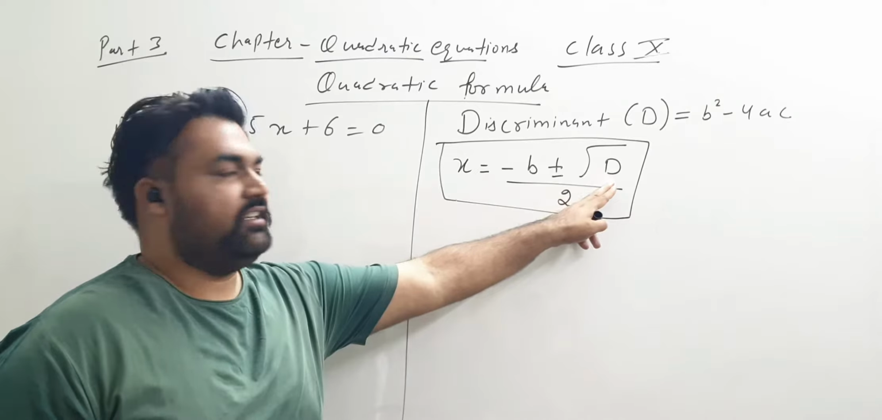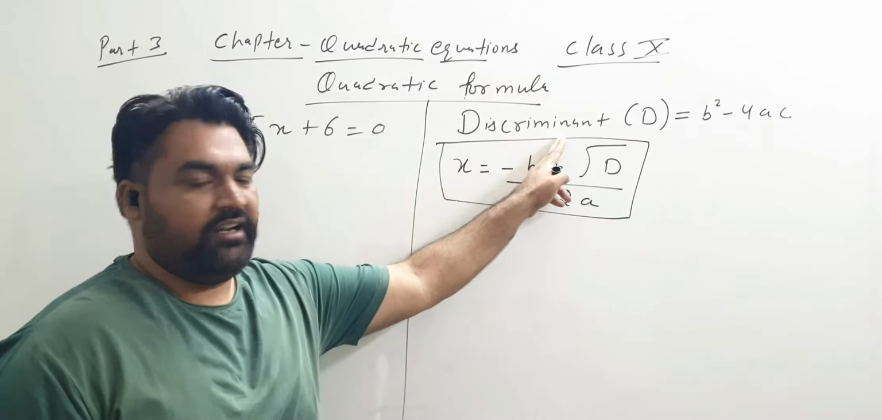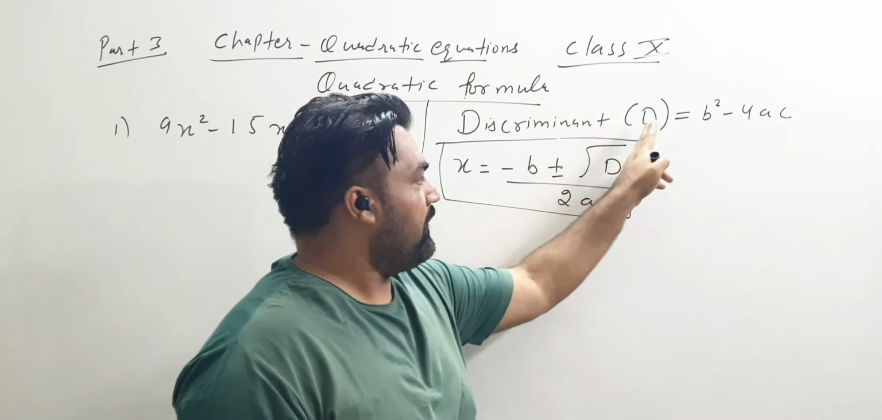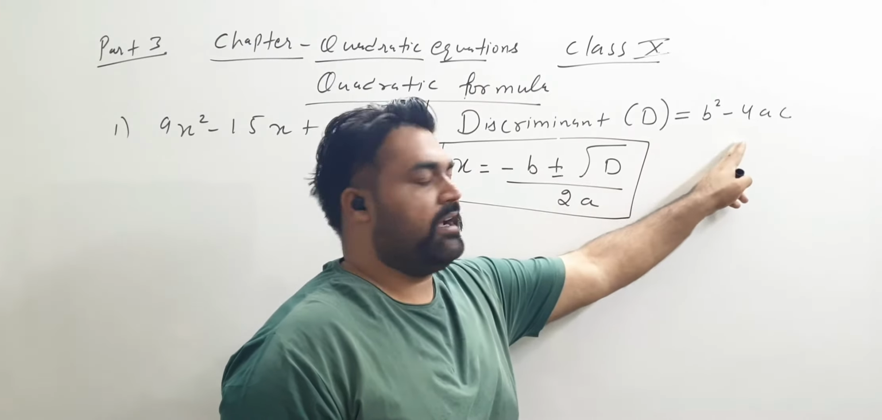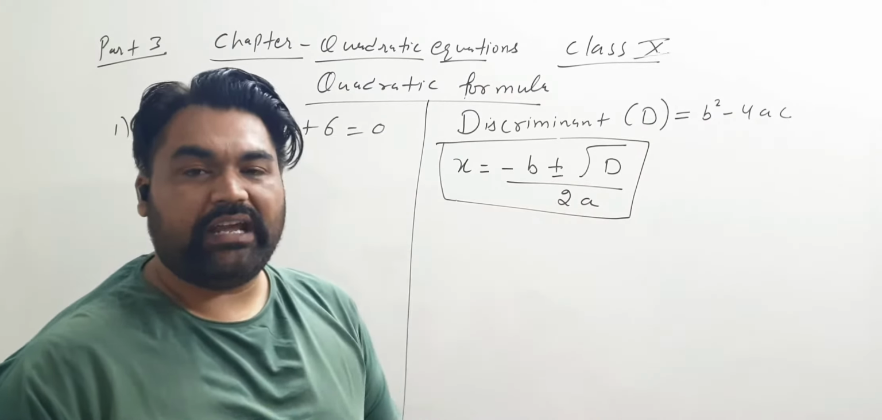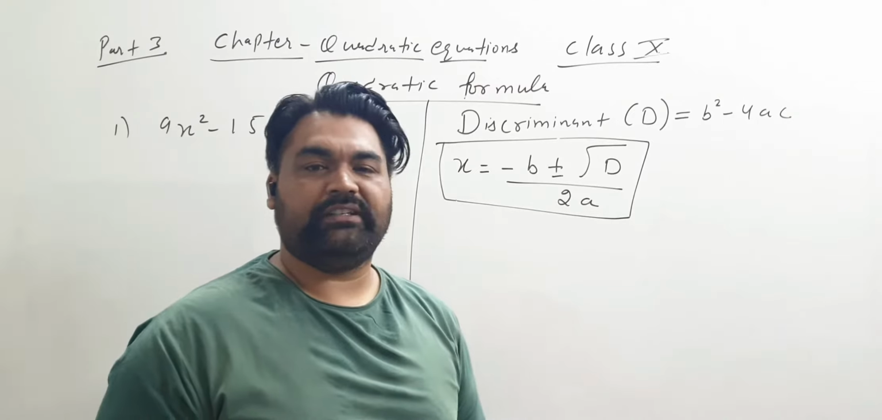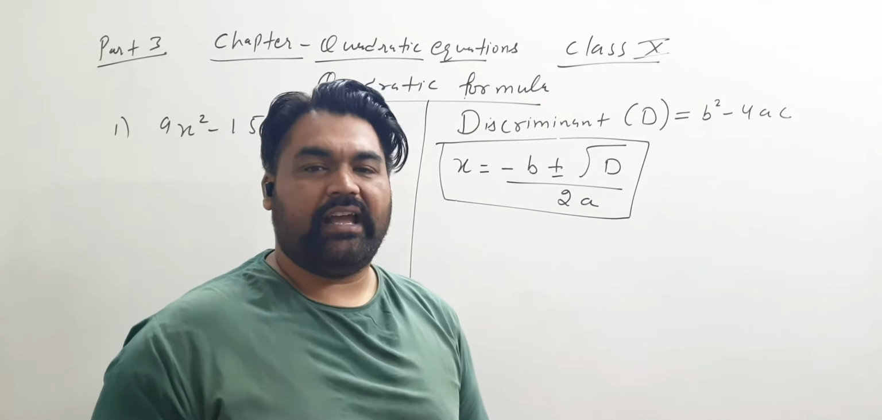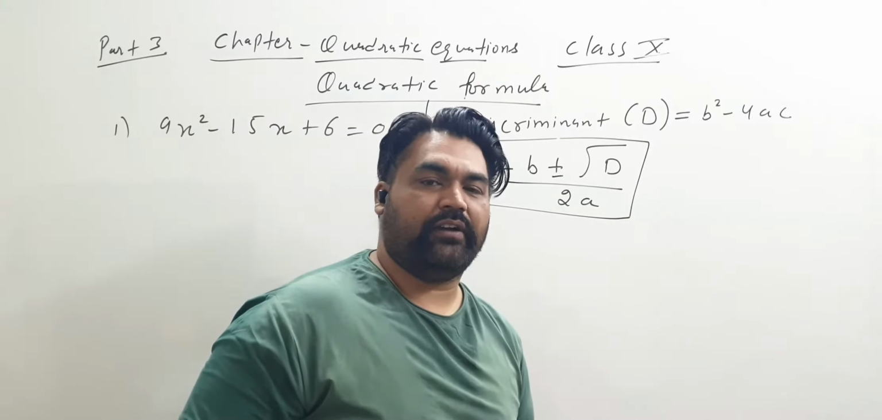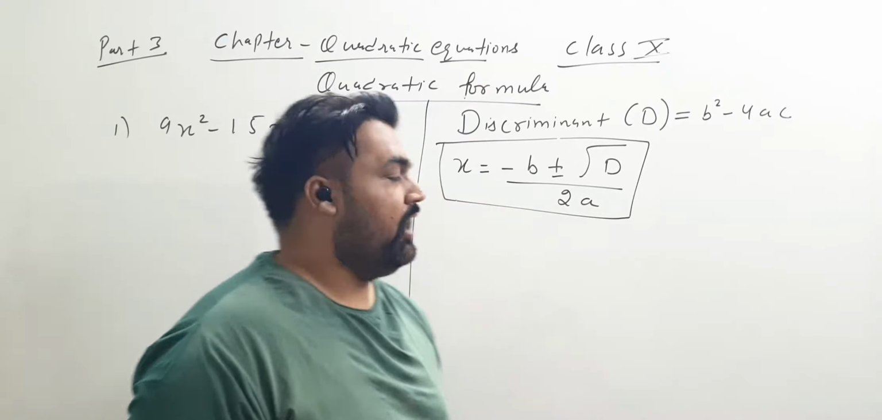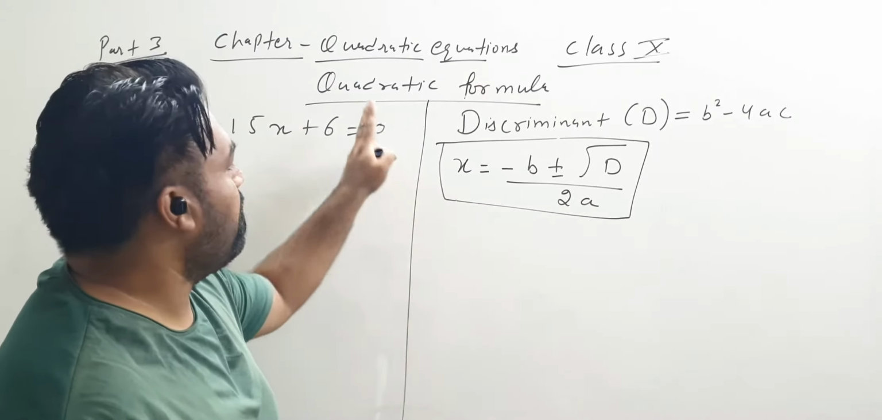Now what is d? D means discriminant. The formula of d is b square minus 4ac. We have to find the roots. Roots means we have to find the values of x. As in the previous exercise, we already found the roots by factorization methods. Now we will find the roots by quadratic formula.